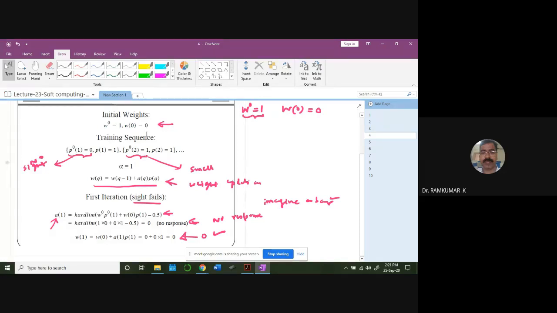So even though I'm giving some smell of banana, the network is not in a position to associate it with banana. It is showing 0. Okay, now what we need to do? Can you guess? In order to improve the learning ability of the network to sense the smell and to decide that it is a banana, how can we do it? Can you guess the idea?